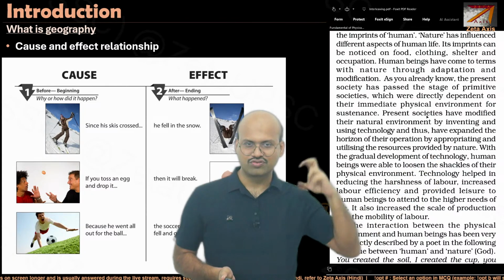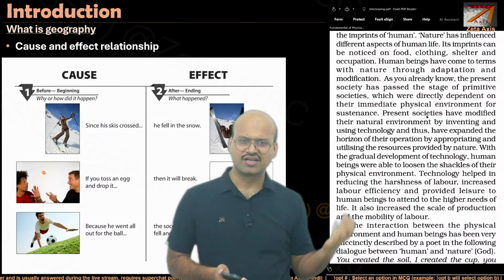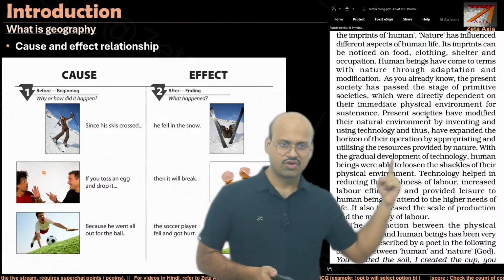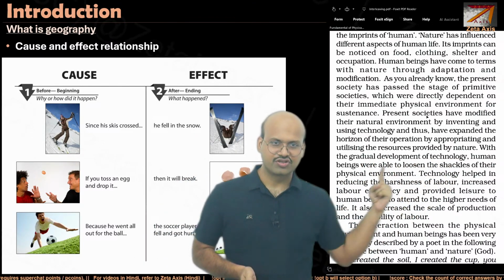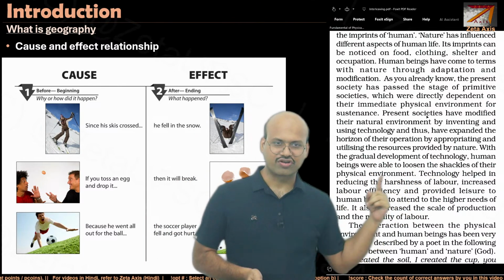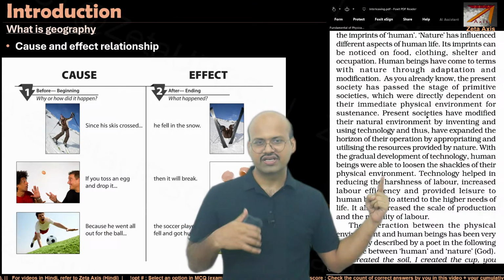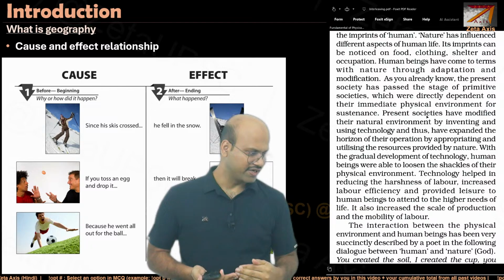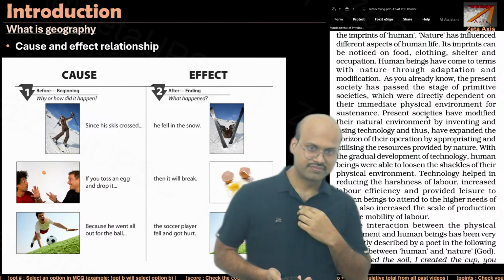So this is how we have expanded the horizon of our operation by appropriating and utilizing the resources provided by the nature. So we have used certain resources which are provided by the nature, and we have used our technology to influence the environment. With the gradual development of technology, human beings were able to loosen the cycles of their physical environment. That is, with the increase in the technology, we became less and less dependent on the environment.